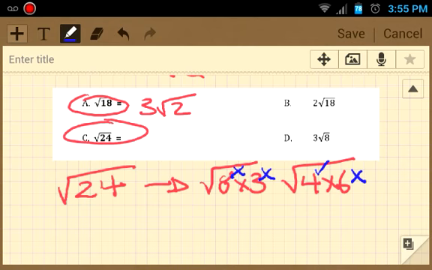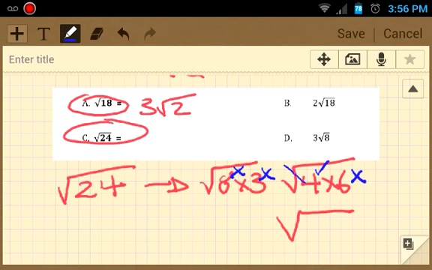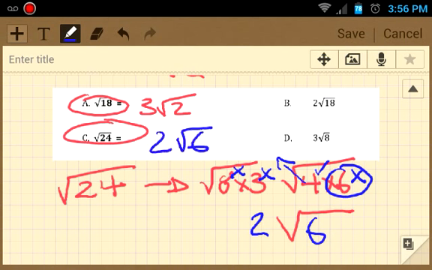So draw your jail. And then what you're going to do is take the square root of 4. So the square root of 4 is 2. So the 4 can leave, and when it leaves, it's now 2. It's a new man. But the 6 can't. It's stuck in jail. So you leave it in jail, and your answer becomes just 2 root 6. So the answer for this would just be 2 root 6.